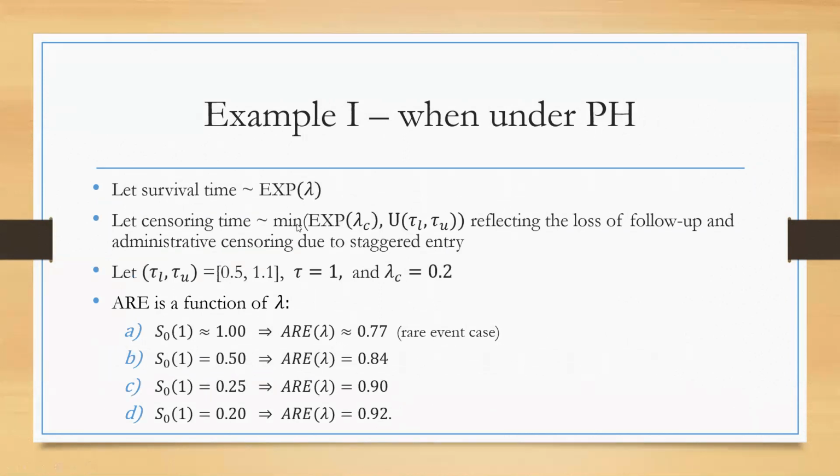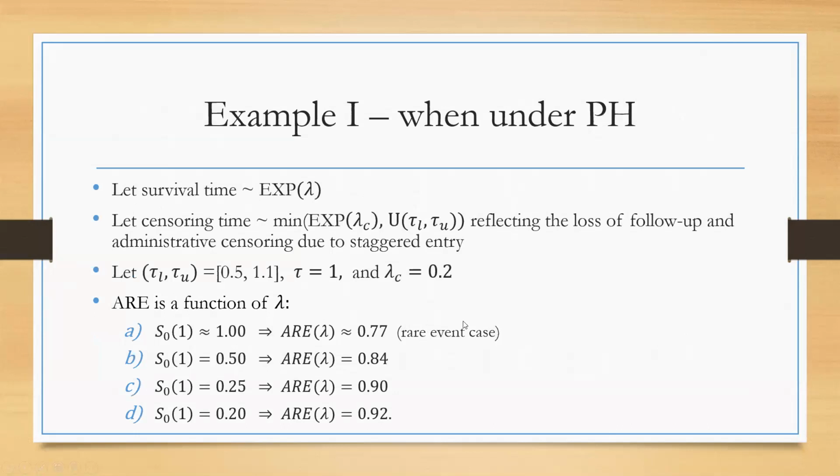So we tried several scenarios. The first scenario, of course, assumes the proportional hazard assumption is true. In this case, the log-rank test, we know, is the semi-parametric most efficient test. That is a test you simply cannot beat. So, no surprise, the AREs are all less than one, but you can see those AREs are sometimes pretty close to one. In the worst case, it's 0.77, very close to 0.8.